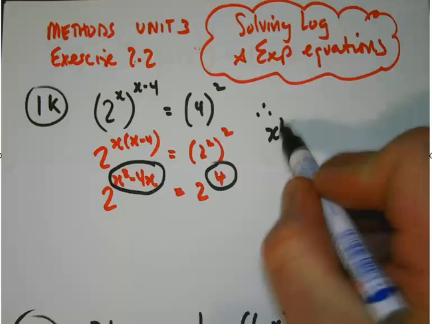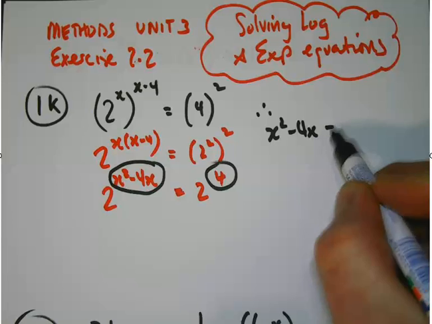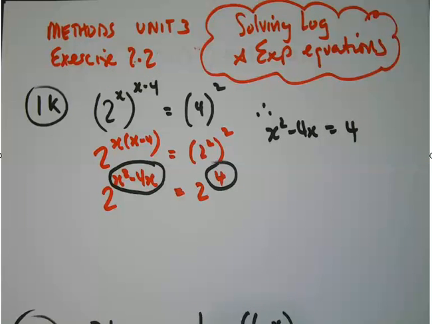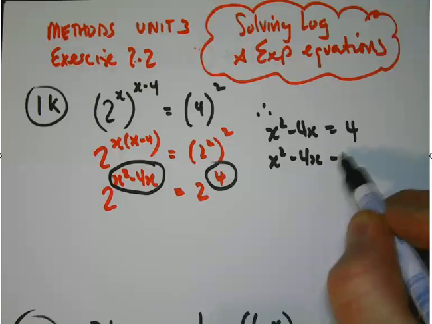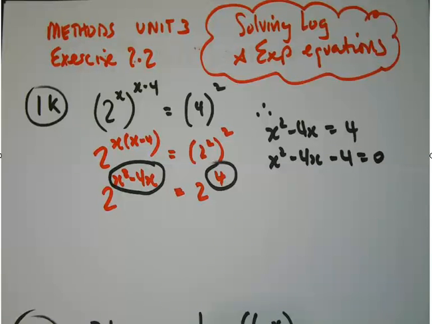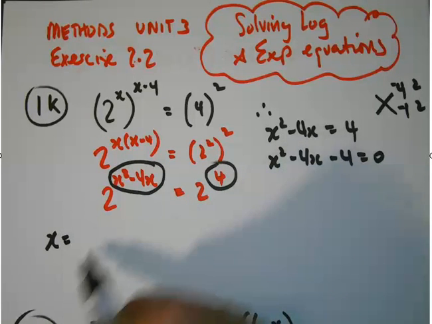So x squared minus 4x equals 4. Now I need to solve for x. x squared minus 4x minus 4 equals 0. Thinking quickly, crisscross, I don't have 4, 1, 2, 2, one of them's negative, but I'm not going to be able to use whole numbers to get negative 4, so I'm going to jump straight away to the quadratic formula.